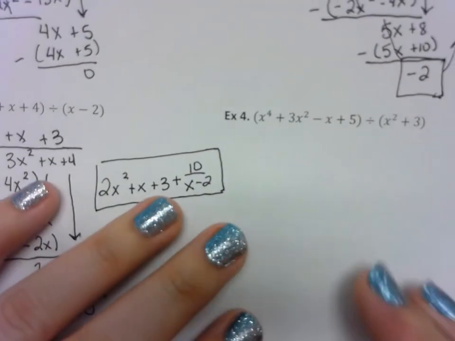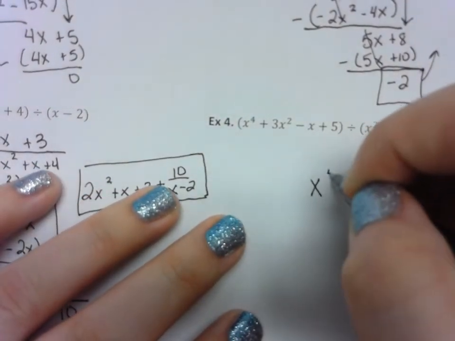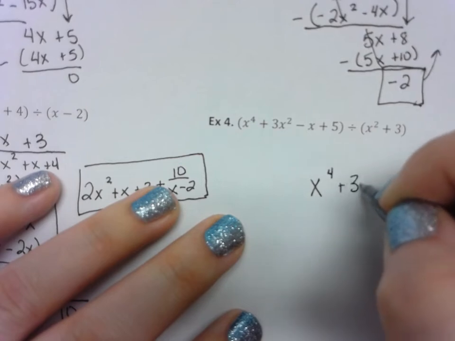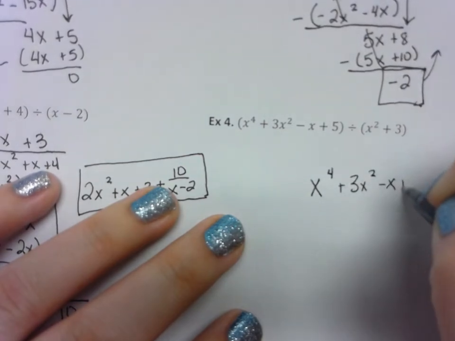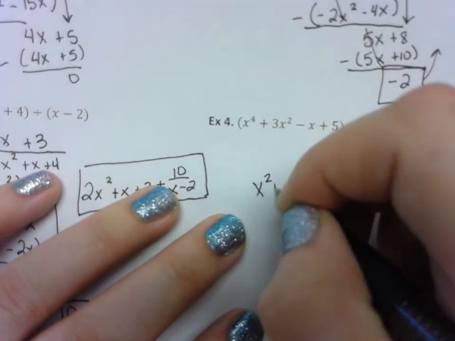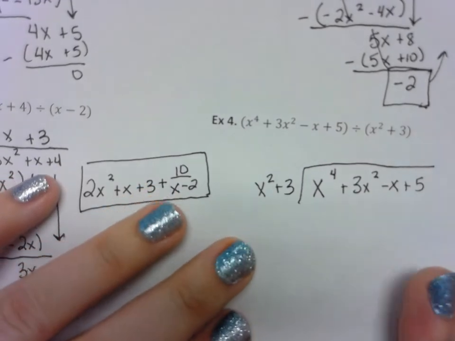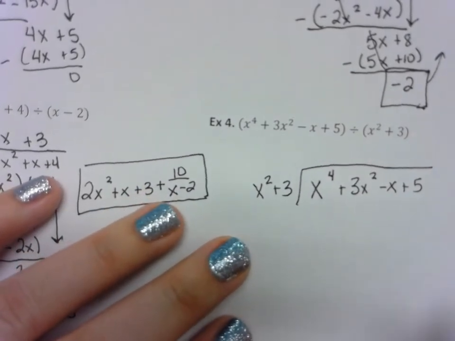Okay, hopefully you've had a time to go over this. Let's try it together. X to the 4th plus 3x squared minus x plus 5 divided by x squared plus 3. Ms. Cleveland, why did you make us do the hard one by ourselves? You're fine. It's the same process.